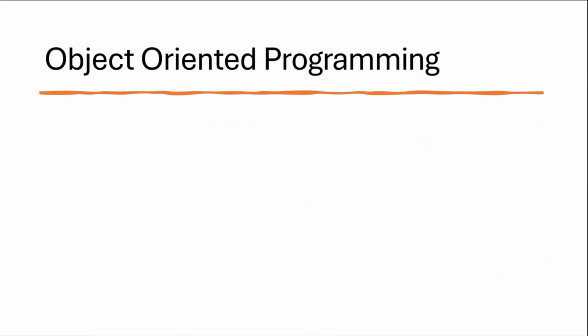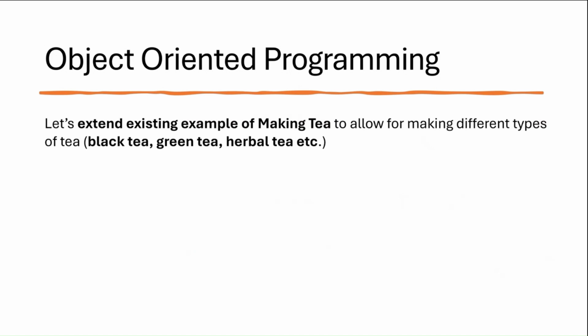Now the next is object-oriented programming. This is also a subtype of imperative programming, where you tell the computer exactly the step-by-step instructions, or the logic basically, step by step. So now let's extend the existing example of making tea to allow for making different types of teas, like black tea, green tea, herbal tea, etc.